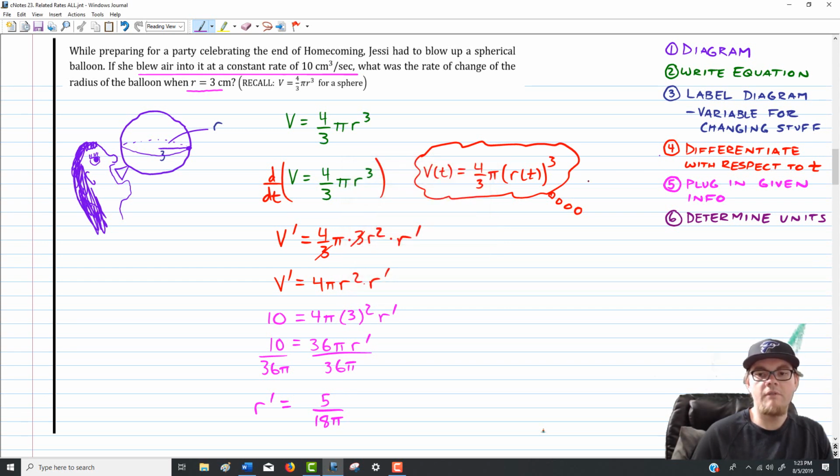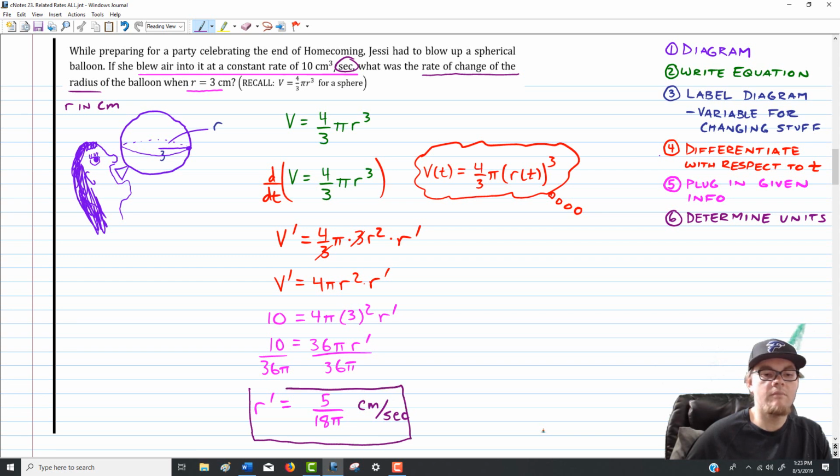So with that as our answer, our final move is to determine what the units are. In this case, we're trying to talk about the rate of change of the radius, and radii are measured in centimeters here, and time is measured relative to seconds. So with that in mind, my guess would be that r prime is equal to 5/18 pi centimeters per second. And that should be my answer.